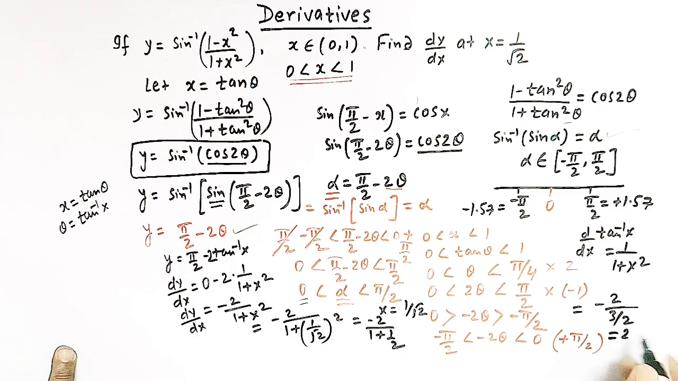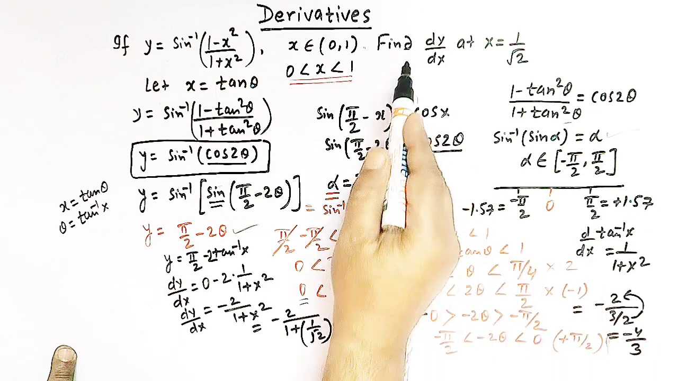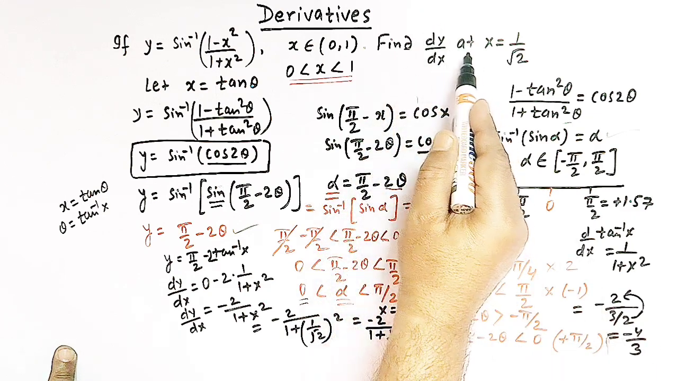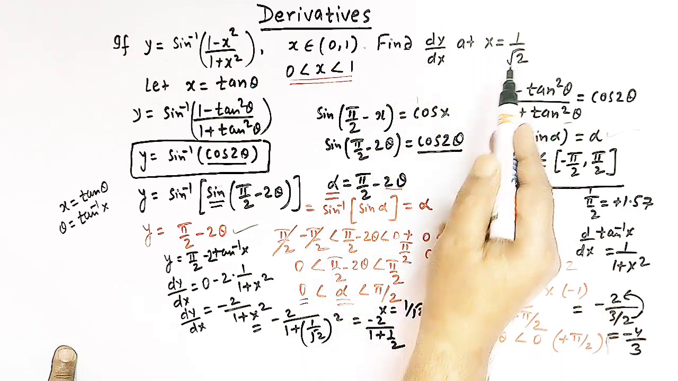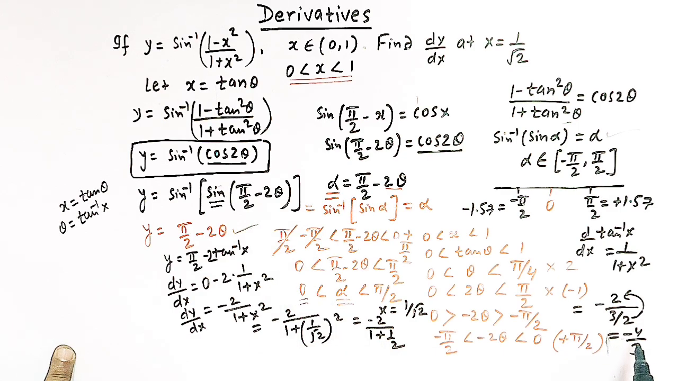So we have here minus 4 over 3, taking this 2 to the numerator. So we have minus 4 over 3. So the value of dy over dx at x is equal to 1 over root 2 is given by minus 4 over 3.